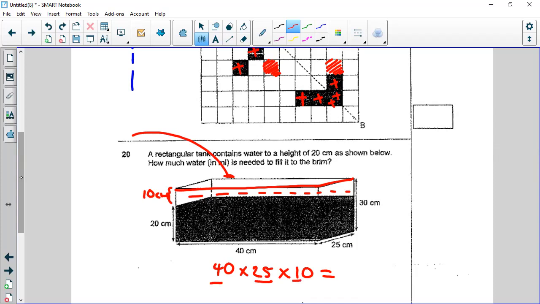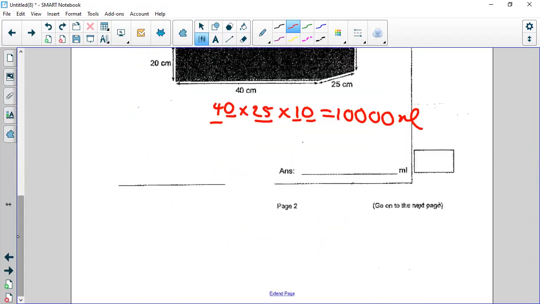100 times 1 is 100. And then there's 2 zeros here, so you just add 2 zeros behind. So you have to know how to multiply with less working. So 10,000 cm cube or 10,000 ml. So how much water in ml? Your answer is supposed to be in ml, so you cannot change into liters. You have to write 10,000. Clear? Let's go on to the next one. Quite easy so far.